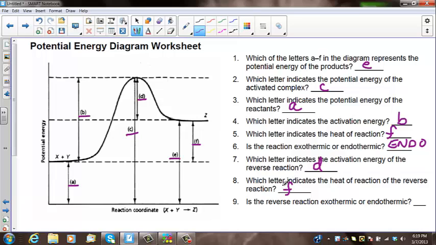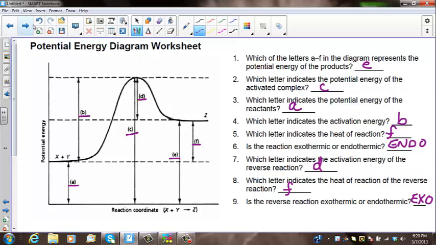The only thing that changes when we change direction of reaction is whether or not it's endo or exothermic, so the sign. And the reverse reaction, now I'm going from Z to XY, is downhill. And we know anything that's downhill, a cooling curve, an electron jumping from a high level to a low level, or this potential energy diagram would be exo in the reverse direction.